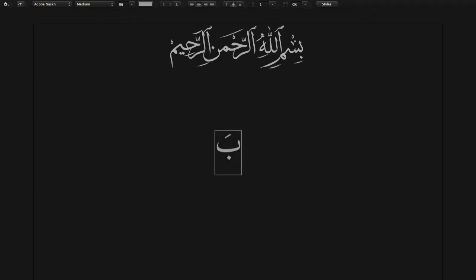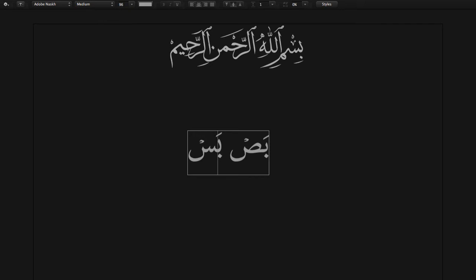Bar. Za would be buzz. Seen would be bus. Sheen would be bush. And we're just making these up as we go. Sod would be boss. So there's a difference between ba fatha seen sukun and sod sukun.